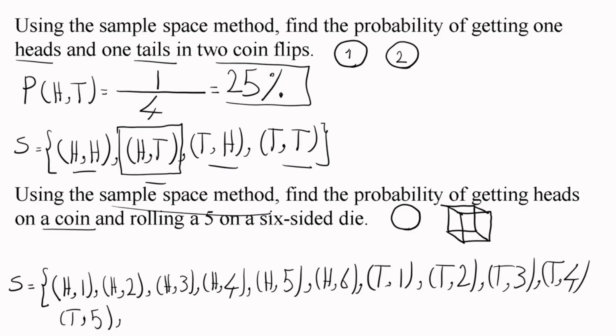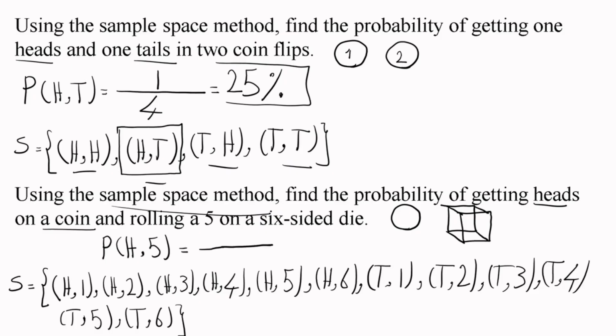5 and tails 6. Congratulations. After wasting a lot of time, finally I wrote all the possible answers. Now I'm gonna write the probability. Probability of what? Getting heads from the coin and rolling 5.